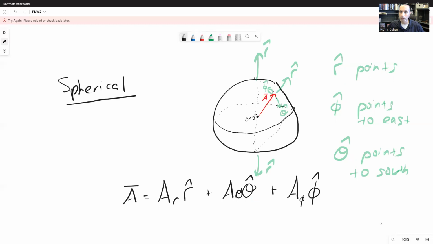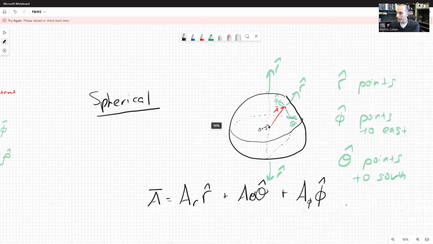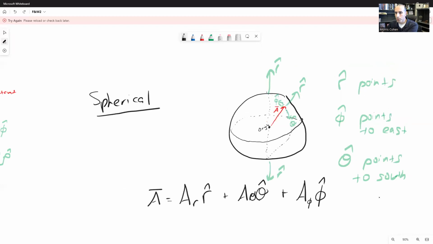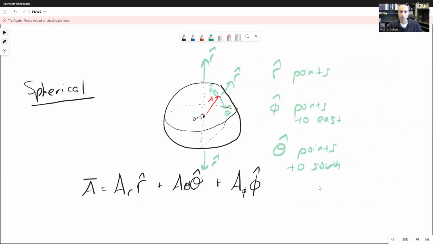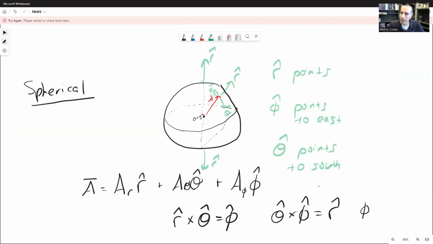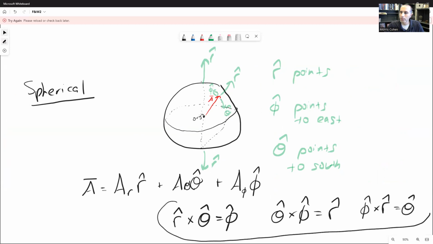But one important property that we have seen before is still going to hold, and that is the right-handedness of this coordinate system. And so we can still count on the following being true. r hat cross theta hat equals phi hat. You can also say that theta hat cross phi hat equals r hat. And one more for you, phi hat cross r hat equals theta hat. These are all true because we are dealing with a right-handed coordinate system.